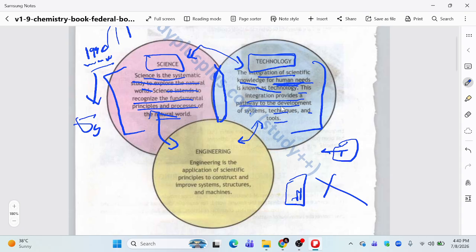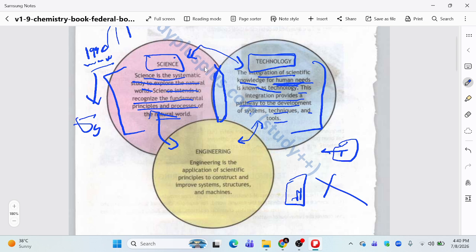So what I said, basically, when we learn technology, it is the integration of scientific knowledge and human needs, and it is designing a pathway, or you can say the development of a pathway, that creates systems, techniques, and tools.